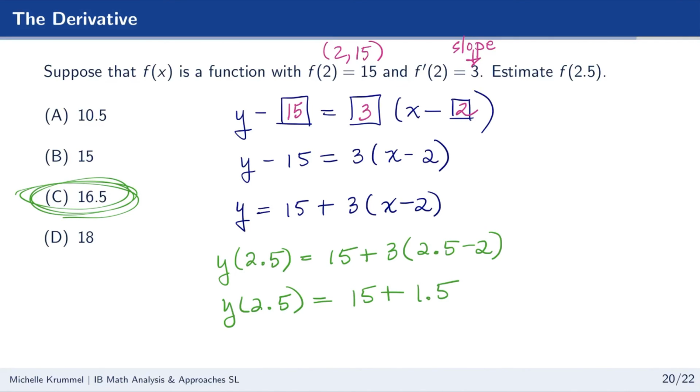And that wraps up our notes for today. So we've looked at lots of ways to interpret the derivative, and we're going to continue to study the derivative throughout this unit.